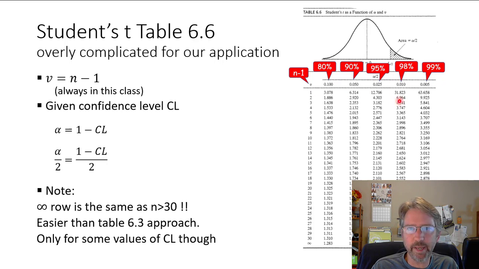We can't do this for any arbitrary confidence level. We have the table just for these particular ones, but they're the most common. And I suppose you could interpolate if you needed to, or you could find a fancier table.